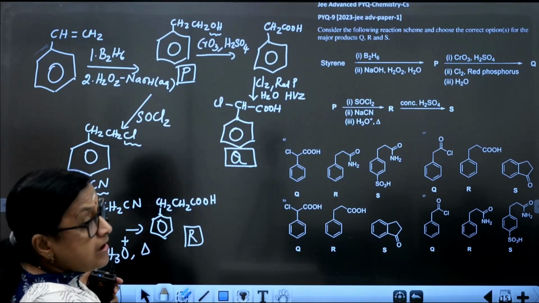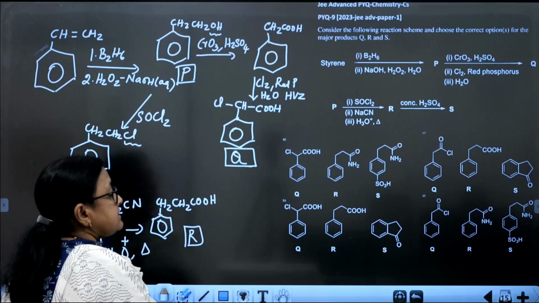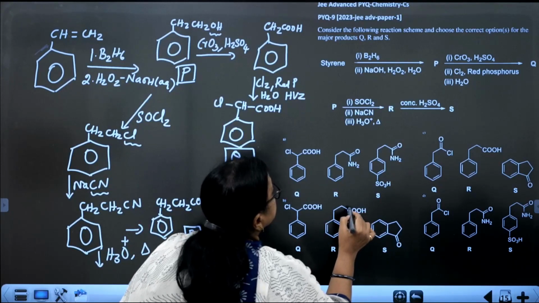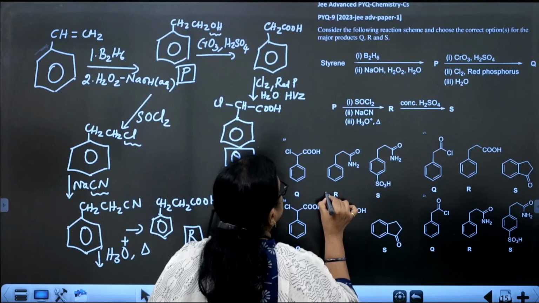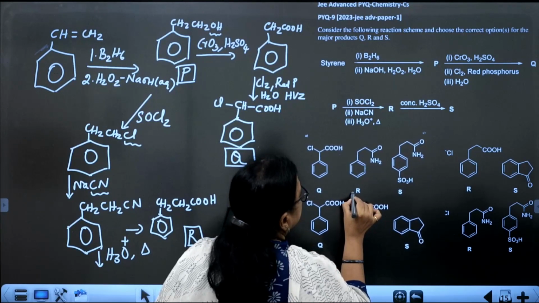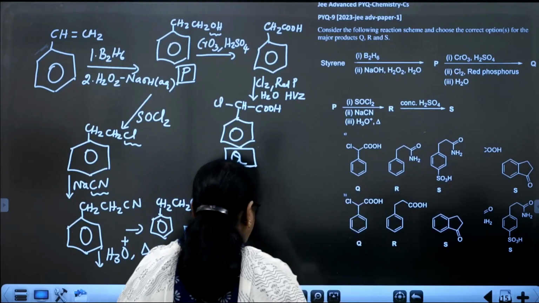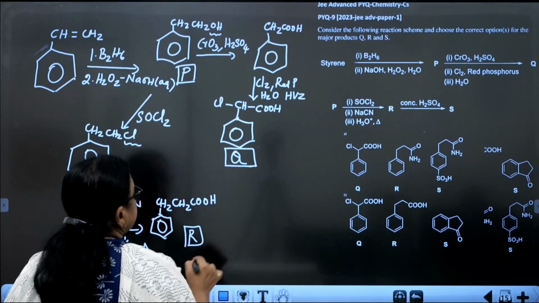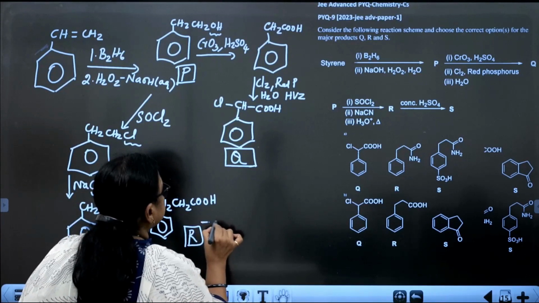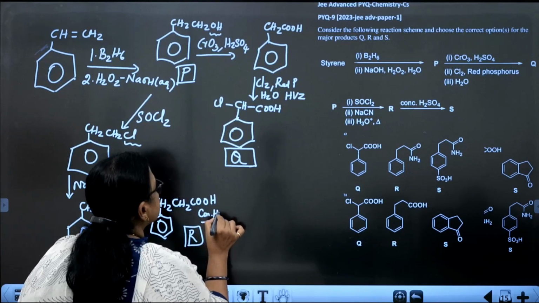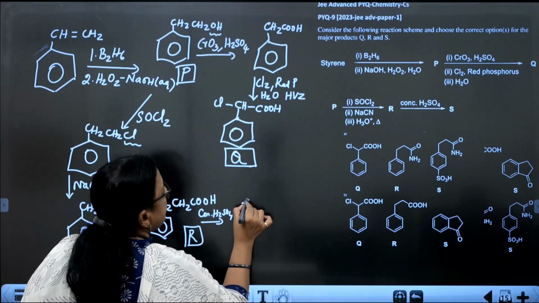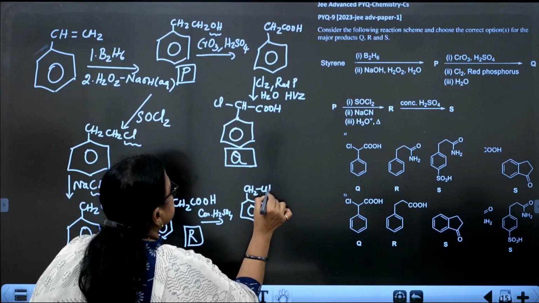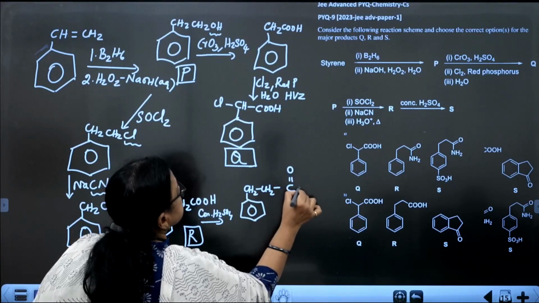Now it says R is treated with concentrated sulfuric acid. So when R is treated with concentrated H2SO4, you get... So what happens here? Carboxylic acids, O gets protonated.